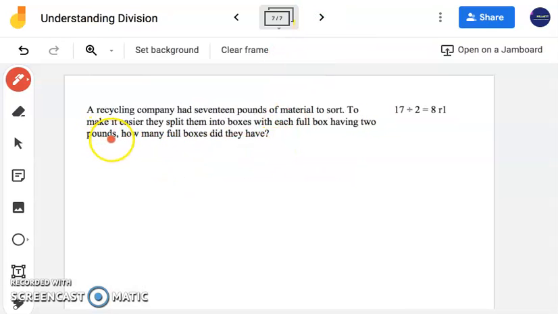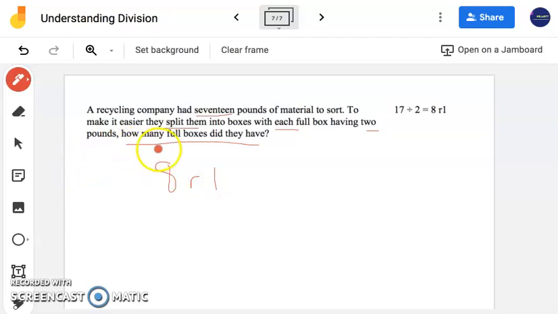And finally, we have a recycling company that had 17 pounds of material to sort. To make it easier, they split, keyword for division, into boxes with each full box having 2 pounds. How many full boxes did they have? So in this problem here, they solved 17 divided by 2. We realized we were able to create 8 full boxes with 1 left over.